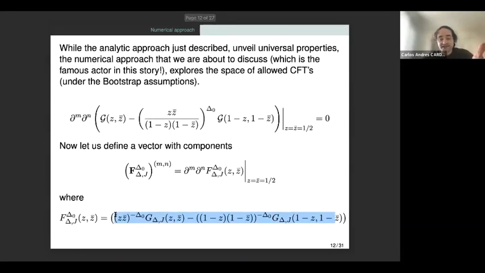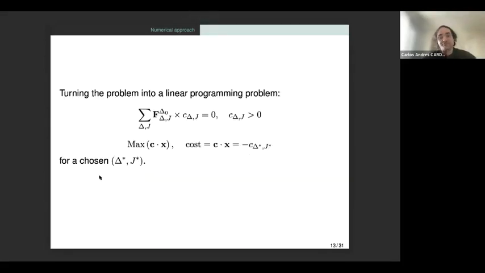That simple exercise, just taking derivatives and then putting them in a vector representation, turns this problem into a very convenient one. It's not very easy, but it's very convenient. The crossing equation becomes a linear programming problem.